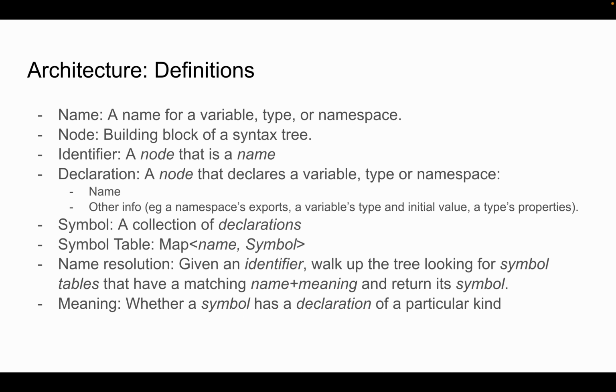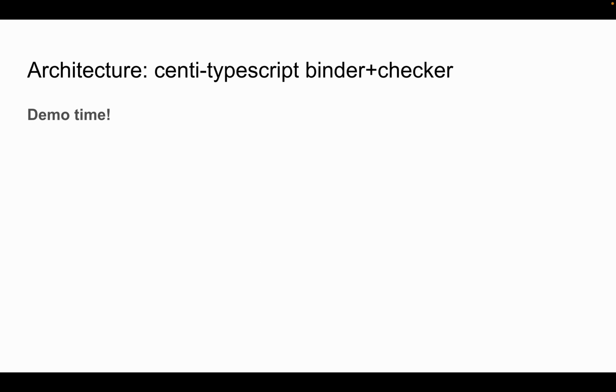A symbol is just a collection of declarations. A symbol table is a map of names to symbols. And name resolution is a process where, when you give an identifier and the meaning you're interested in, you walk up the syntax tree looking for symbol tables that have a matching name and meaning. That's the resolve function I showed you earlier. It returns a symbol. Finding a meaning is whether a symbol has a declaration of a particular kind. That's the find call that I showed earlier, and we'll go back to that.